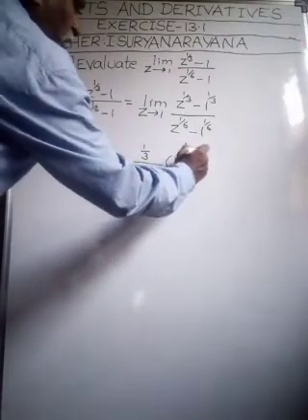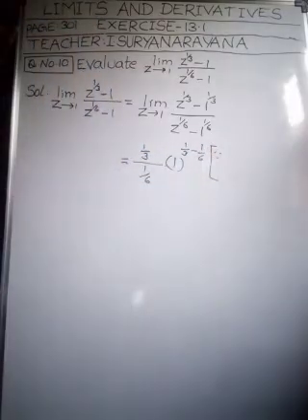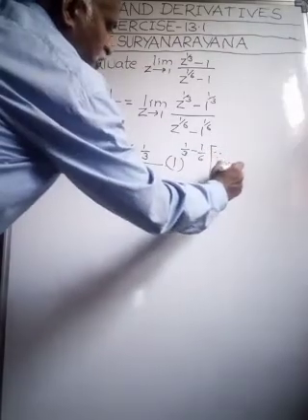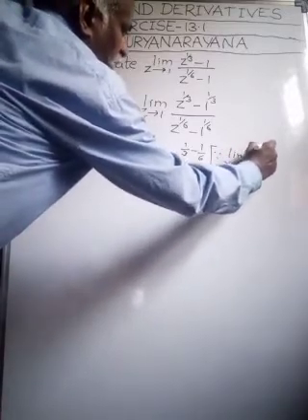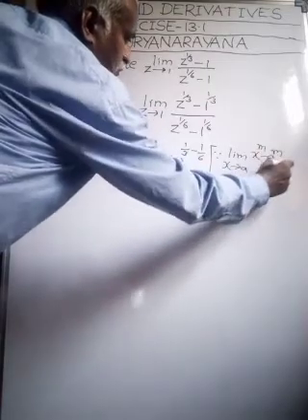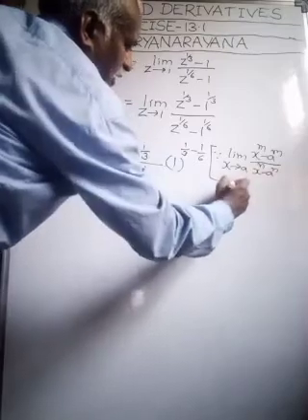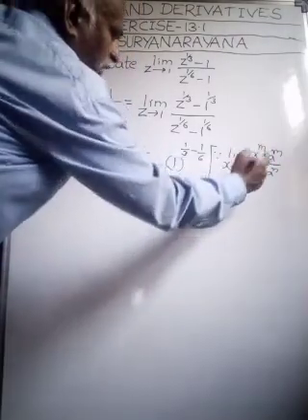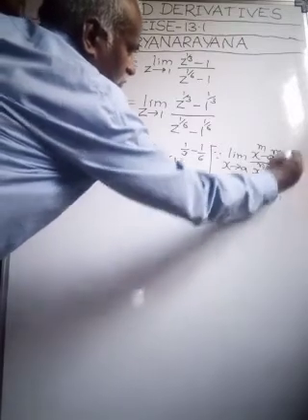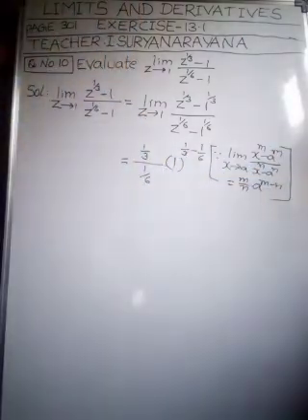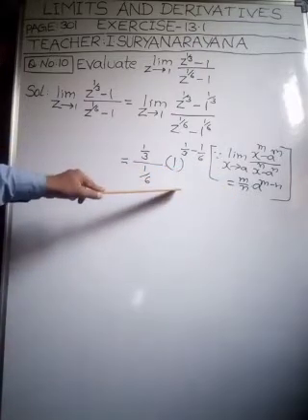So 1 by 3 minus 1 by 6. Because I am writing that standard limit formula: as x tends to a, limit of x power m minus a power m by x power n minus a power n is equal to m by n, a to the power of m minus n. By using this standard limit, we wrote this step. Understood this step, my children?